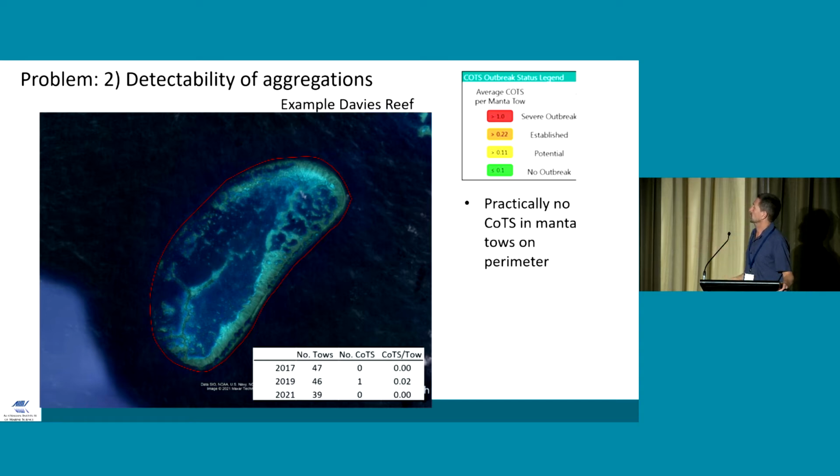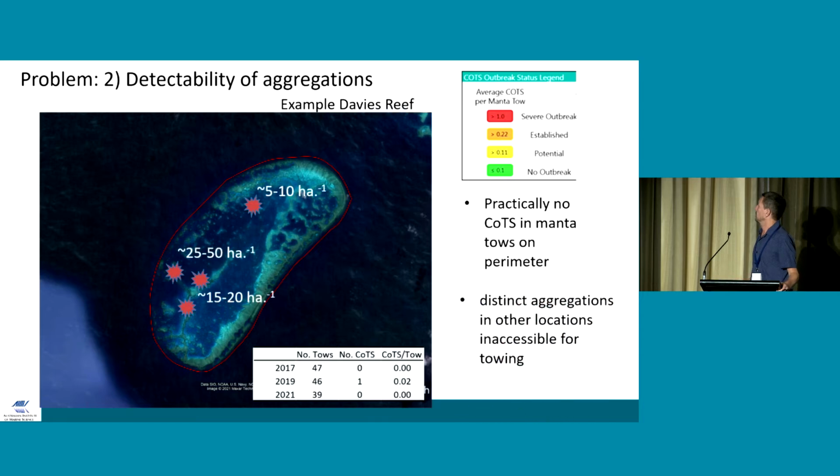But those tows are just on the reef perimeter, remember that, because those areas are easily accessed. All other reef areas are quite hard to access using a Zodiac or any other vessel and tow something behind you. So if you look at the manta tow data from that reef, basically over the last few years there was just a couple of COTS detected, and the tow densities are less than 0.1 per tow, and 0.1 is defined by GBRMPA and in the management sense as a no outbreak area. So these are basically no outbreak reefs, supposedly, because you can't find anything on the manta tows.